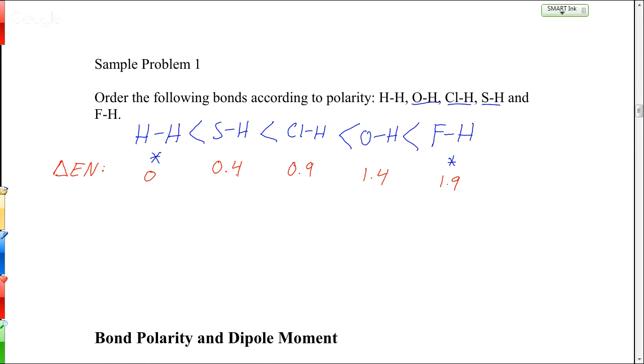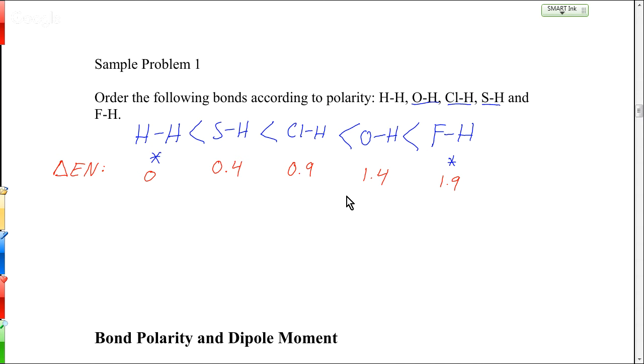So really, a sulfur-hydrogen bond is also a nonpolar interaction. There's not a large electronegativity difference, less than 0.5. We usually say that's not really polar, not polar. So these are the polar bonds here, and these are the nonpolar bonds here.